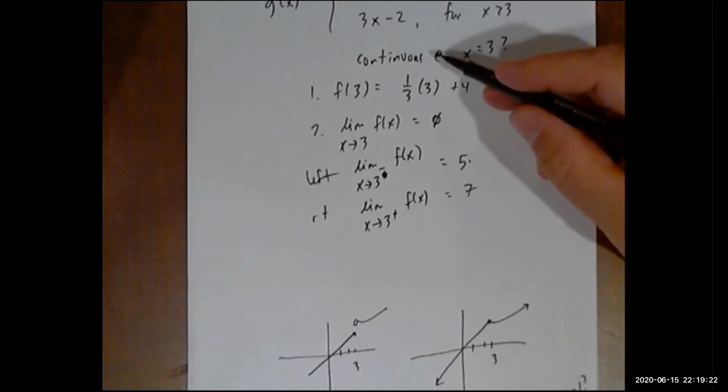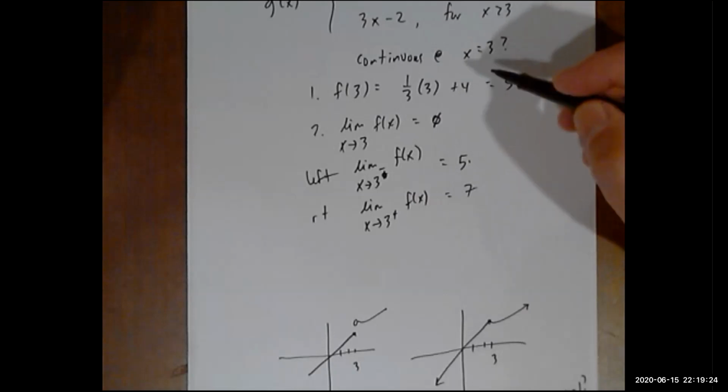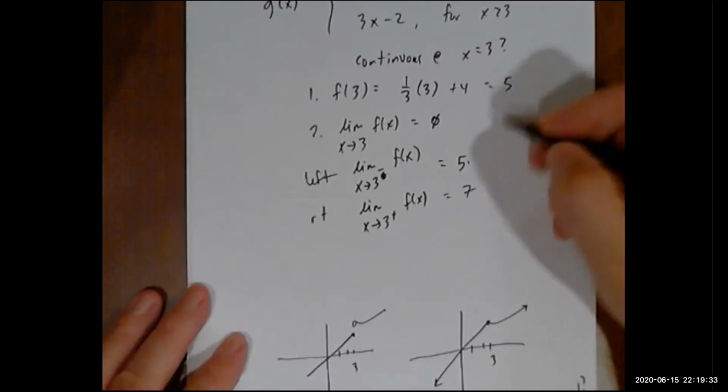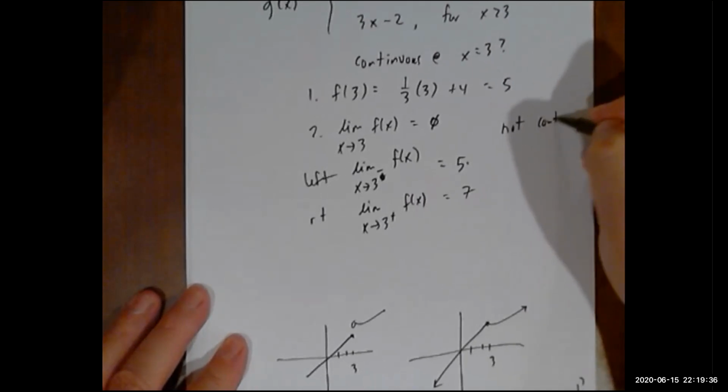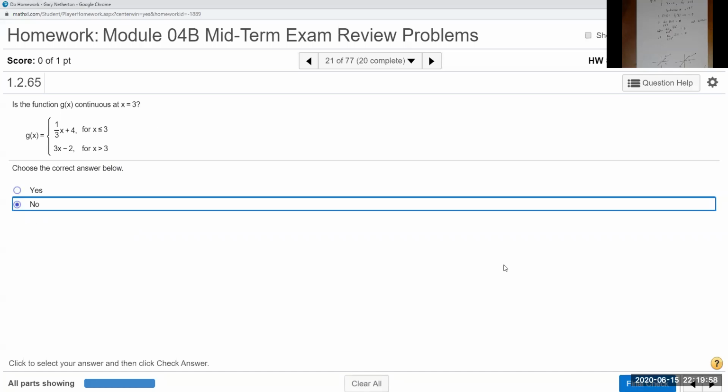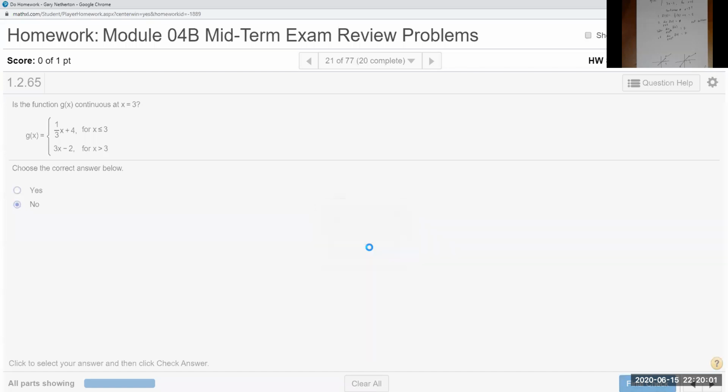Now, why we're doing this whole problem is we're checking to see if part 1 and part 2 are equal. Well, part 1 is 5, part 2 is undefined, therefore they're not equal. And we're going to say this is not continuous at x equals 3. Is the function continuous? I'm going to say no. And thankfully it's correct.